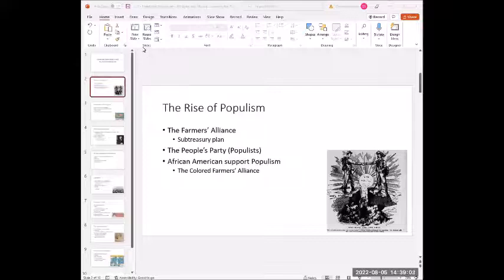In the late 1800s, around the 1890s, we see the rise of a political movement known as populism. But before we get to populism, let's talk about how it develops.